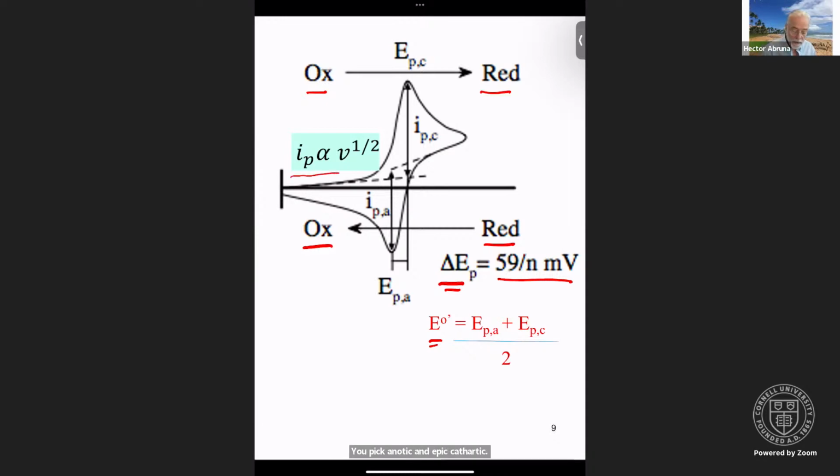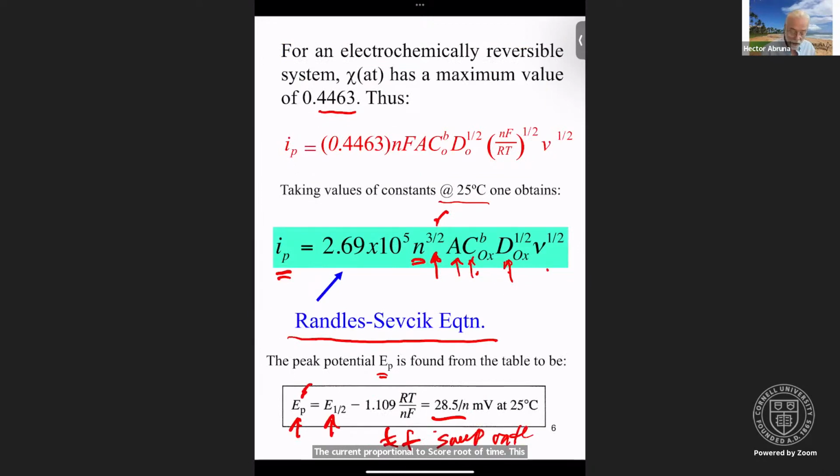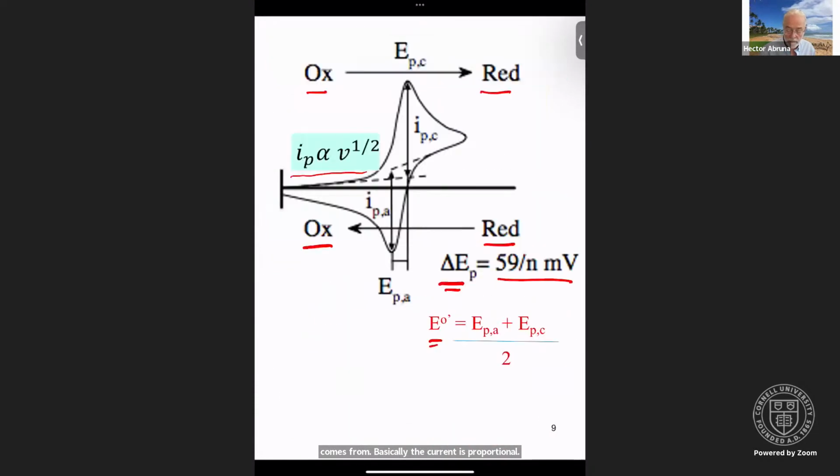The current is proportional to the square root of sweep rate, right? You might recall our earlier discussion when we said whenever you have a process that is diffusion controlled, there will be a square root of time somewhere in there, right? V, the sweep rate, is basically volts per second. You take the square root of that, there's your square root of time dependency.